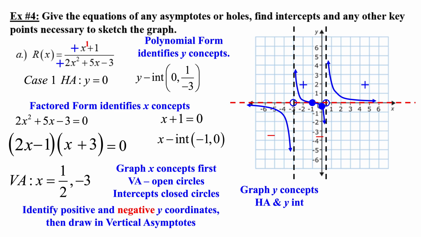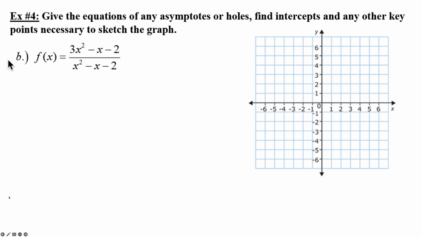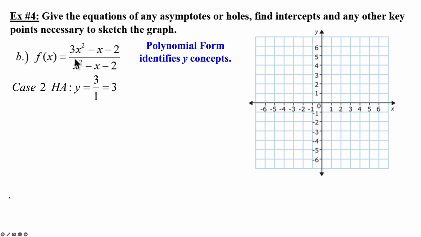All right, example 6.4b. Same stipulations as before in part A. We are in the polynomial form, so we'll find our y concepts. Again, looking at your leading terms, x squared over x squared, your powers are the same. This is case 2. So the leading coefficient ratio 3 over 1 is equal to 3, so that's my horizontal asymptote. My y-intercept constants, -2 over -2, that gives me the y-intercept of 0, 1.